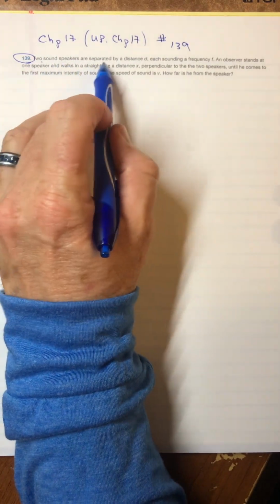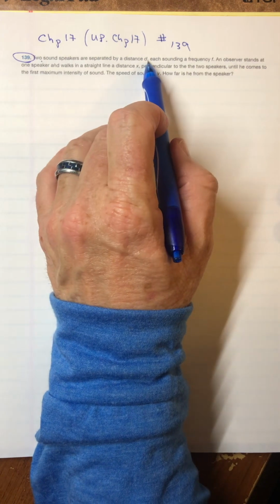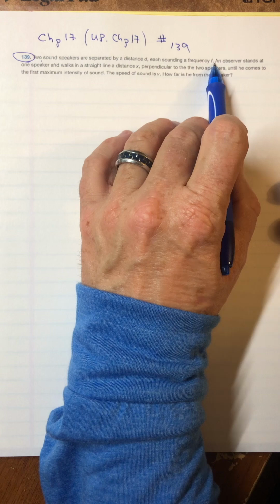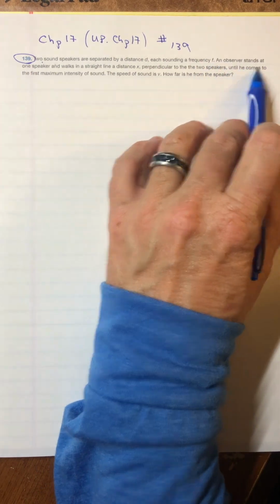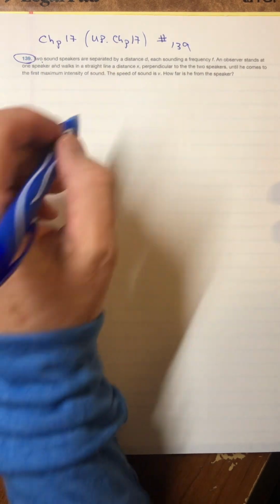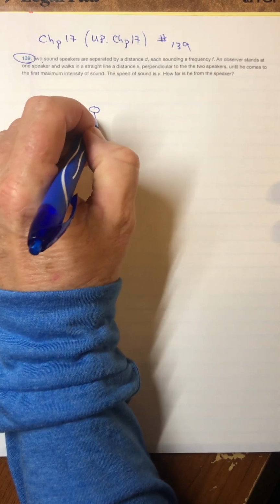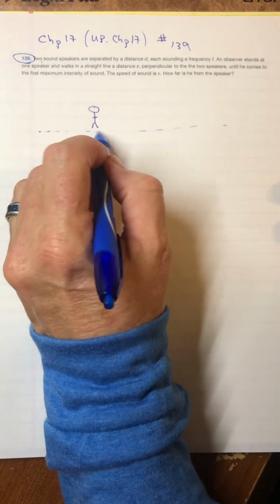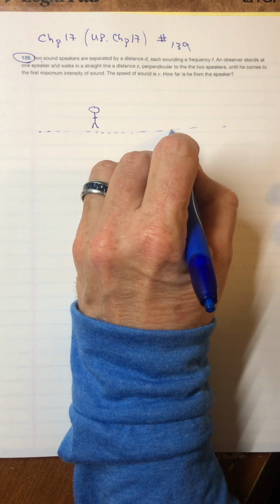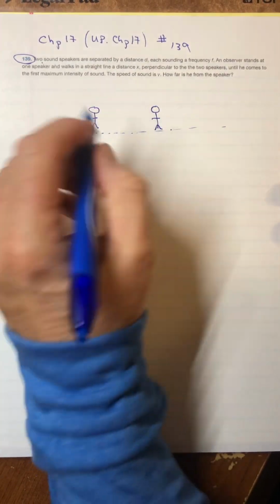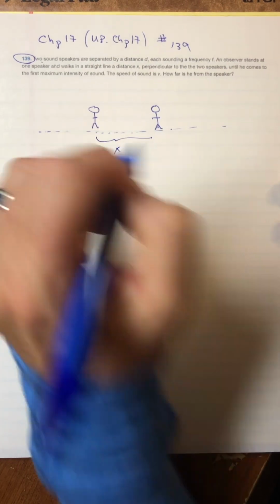All right, and so let's read it together. It says two sound speakers are separated by a distance d, each sounding with a frequency of f. An observer stands at one of the speakers and walks in a straight line a distance of x. All right, so I'll take this as the observer, and the observer is going to move to here, some distance x.